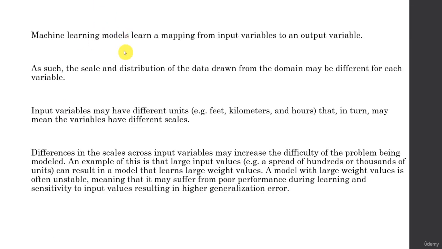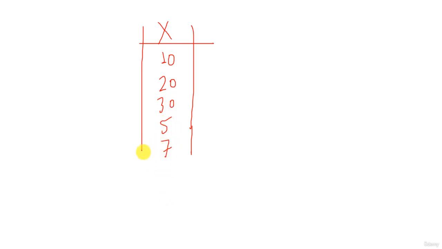For the concept of normalization, I'm going to give a simple example here. Let us say I have this data. This is my column, X, that is the independent variable, and I have data like 10, 20, 30, 5, 7 and so on. At this moment, we can take this much example only. So within X, I have 5 data points.